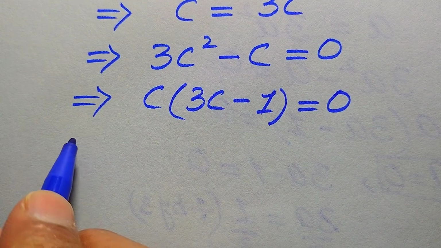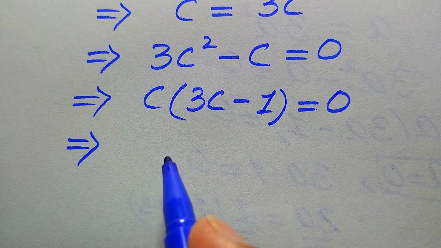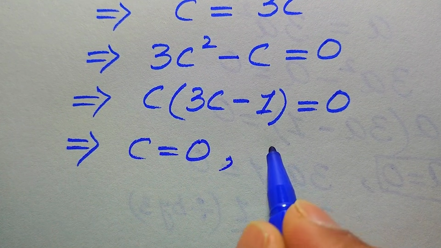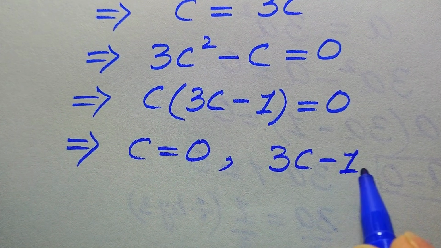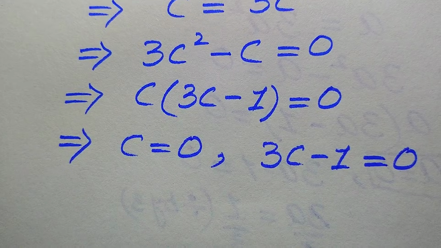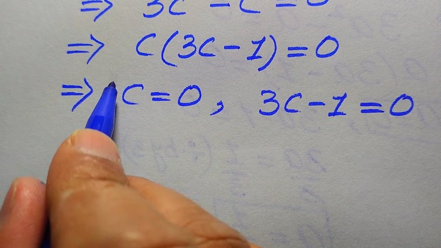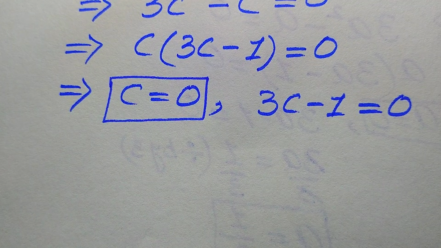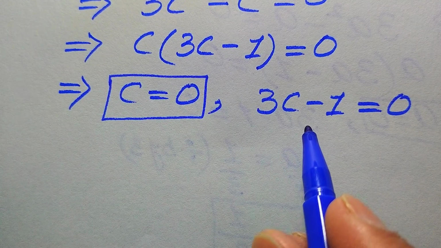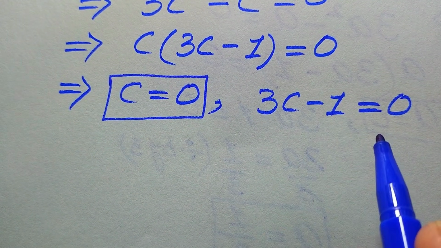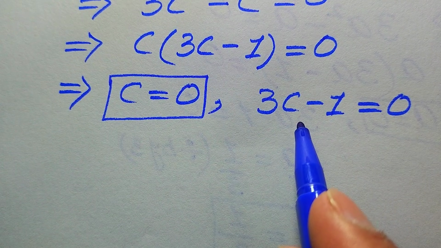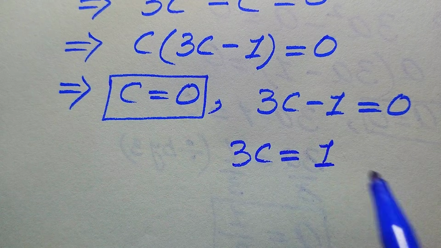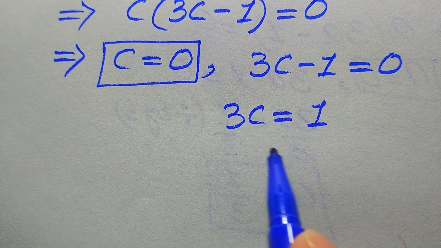Now in the next step, we need to divide this equation into two cases. The first case is we write c equals 0, and the second case is we write 3c minus 1 equals 0. So this is the first root of the given equation. Now in the next step, we need to move this minus 1 to the right hand side for the other root of this equation. So we get 3c equals, this is minus 1, when we move it to the right hand side, it becomes plus 1.